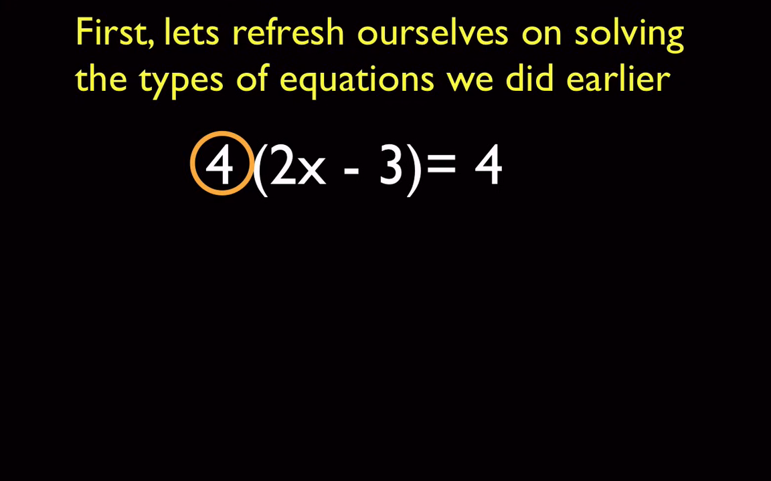All right, so here we go. We're going to take that number on the outside, we're going to multiply it by both of the numbers on the inside. 4 times 2x is 8x, and 4 times negative 3 is negative 12. Okay, we're going to bring down our equal sign on our 4. And now look what we have.